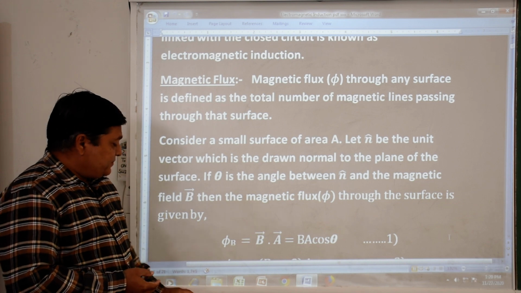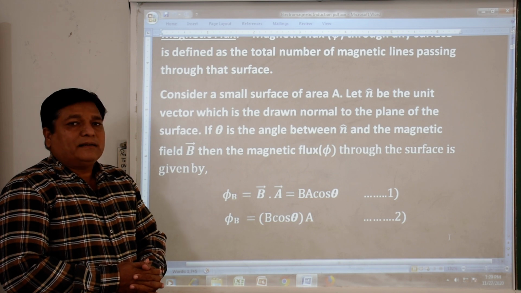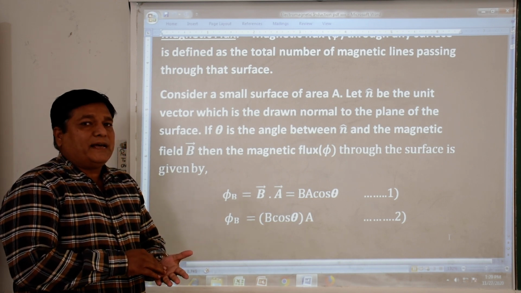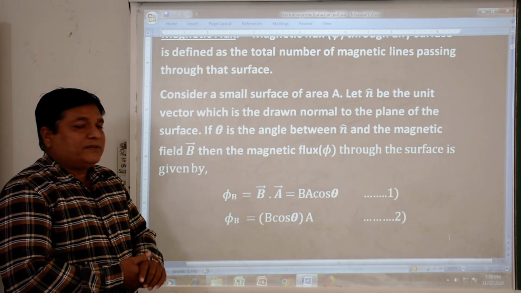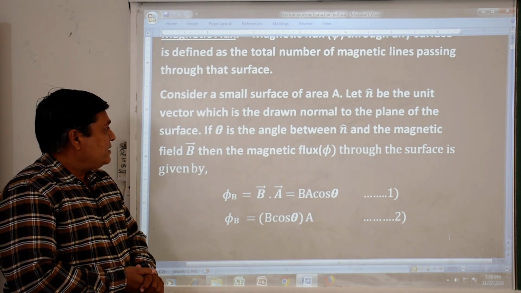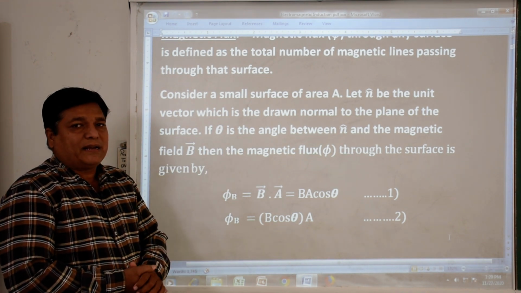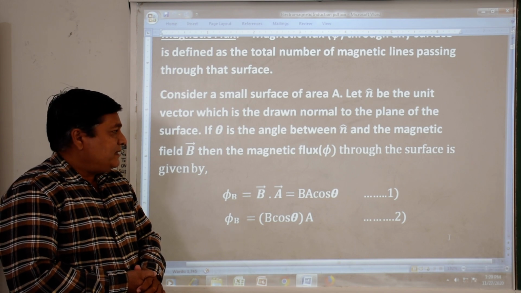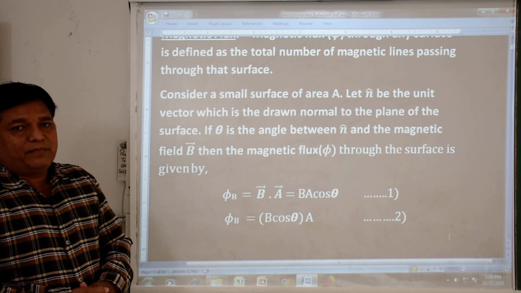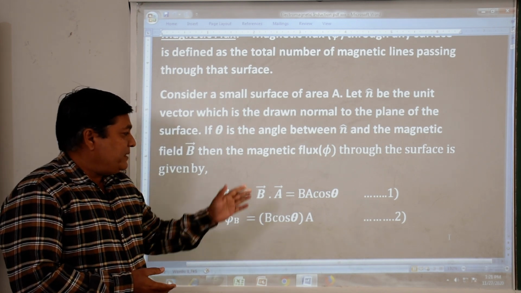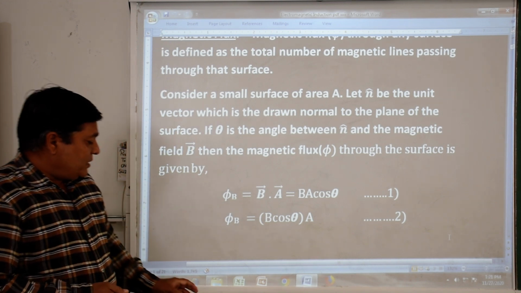Now, let us consider any area A, and the direction of this area is indicated by the unit vector n cap. It is the unit vector which is normal to the plane of the area, and theta is the angle made between the unit vector n cap and the magnetic field lines. Then we can say that magnetic flux phi of B is equal to vector B dot vector A, and vector B dot vector A is written as BA cos theta. So, what do we see here?